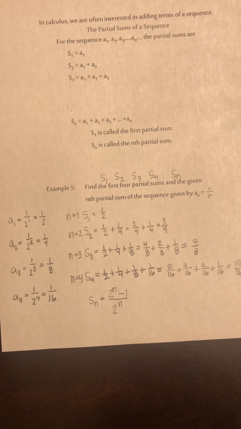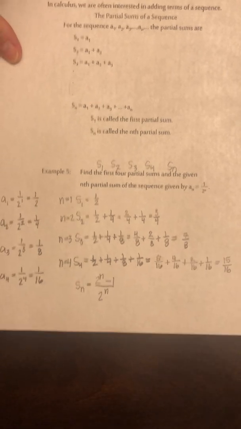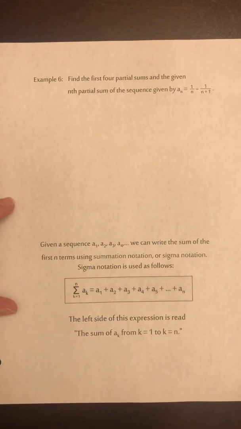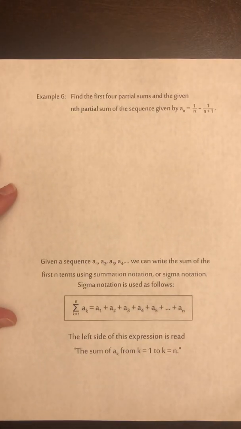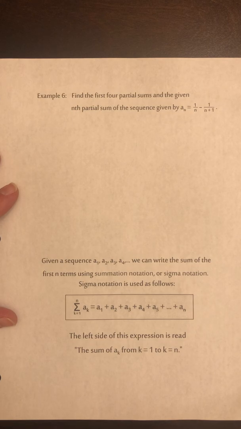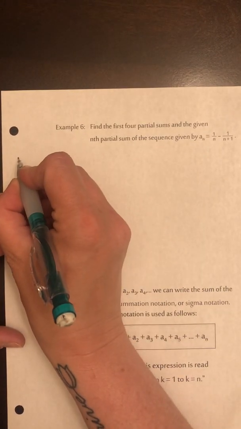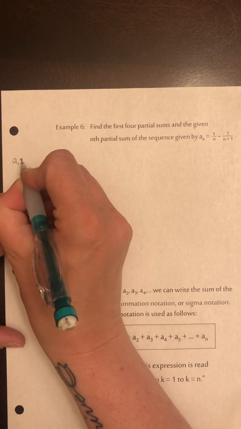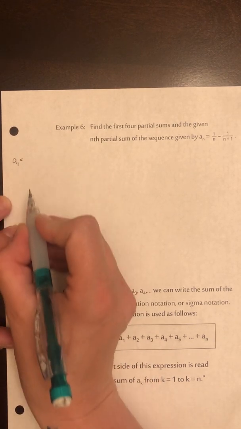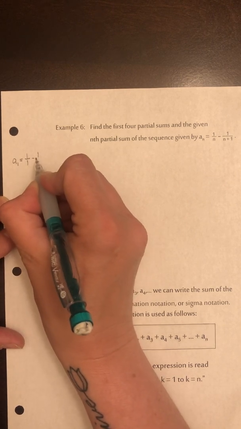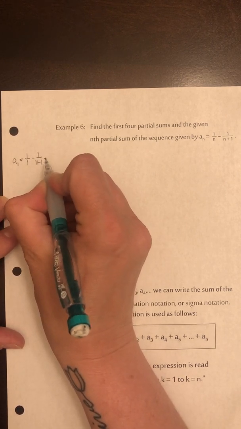And so that is the nth partial sum. Ta-da! All right. We're gonna do the same thing for this next one. Is everybody excited? I can feel the excitement from where I am. Okay, first term. So using the formula, we're gonna do 1 over 1 minus 1 over 1 plus 1.